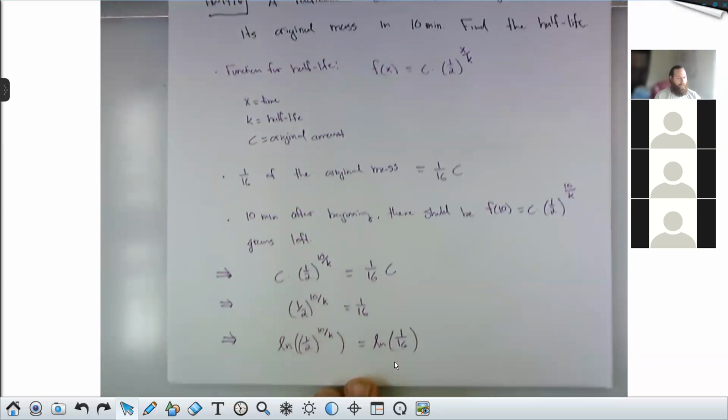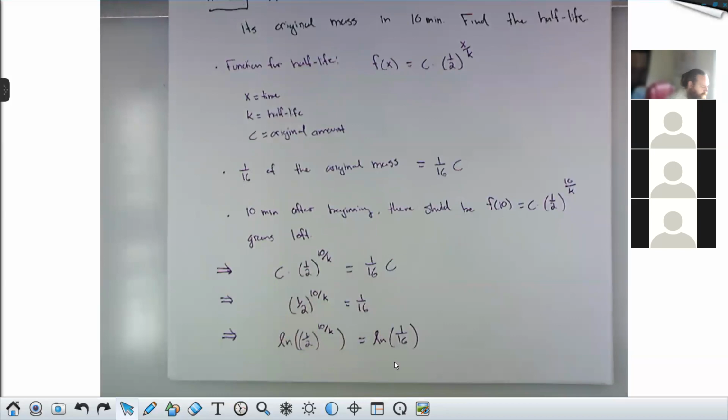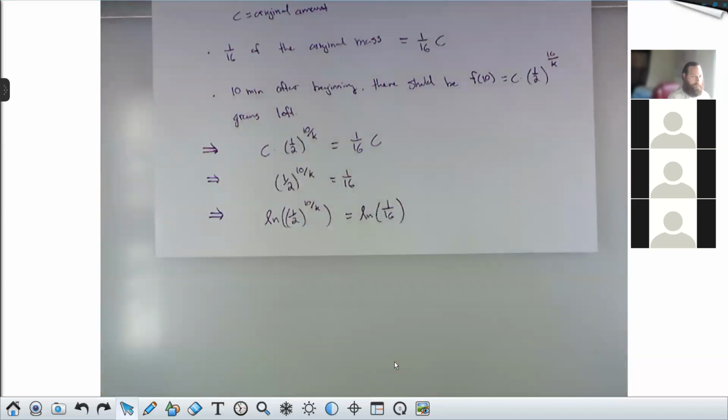So that gives me this. And then, like Tyson said, the reason we're going to do that is because it allows me to bring this exponent, the 10 over k, down out of the power in front of the logarithm. That's sort of the mechanical beauty of these functions.